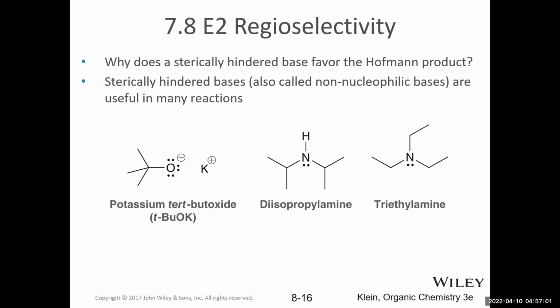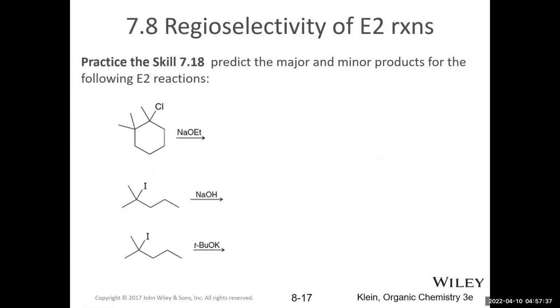Some sterically hindered bases that can be used: the most common is potassium tert-butoxide, but there are also some amine-based sterically hindered bases as well, although they're not as commonly used because they're not as strong a base as potassium tert-butoxide. These are also called non-nucleophilic bases, because recall that nucleophiles need to be fairly small to access the backside of the alpha carbon, and all of these are bulky. So these tend to react as bases and not nucleophiles.